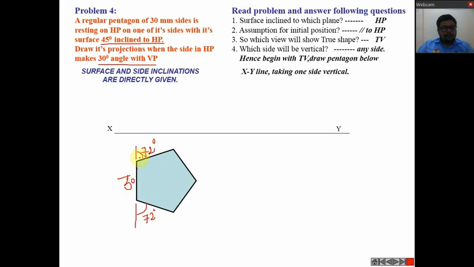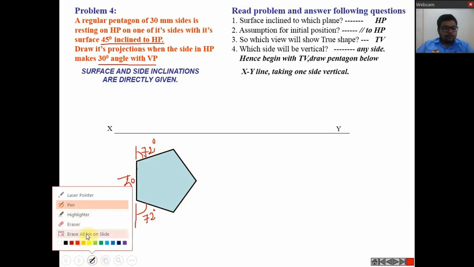So after drawing this line, you can take these angles and mark these points. Because it is a regular pentagon, all the sides will have the same dimension, that is 30 mm. So this will be 30, 30 and 30, and we can complete this pentagon. So let us move forward.